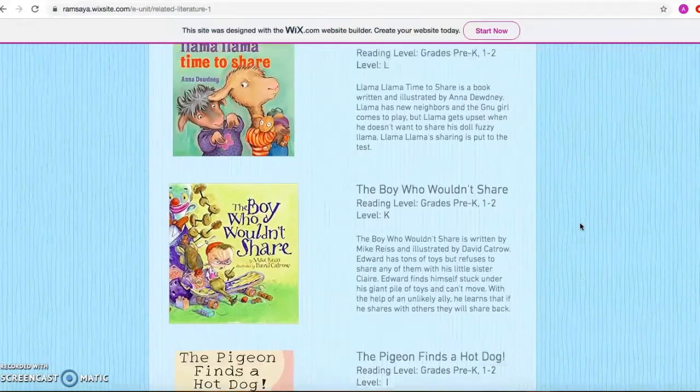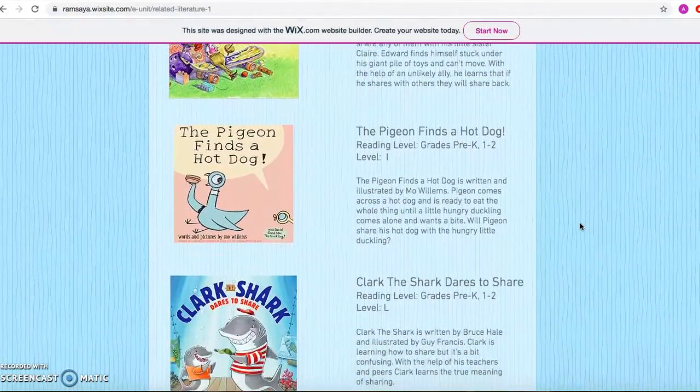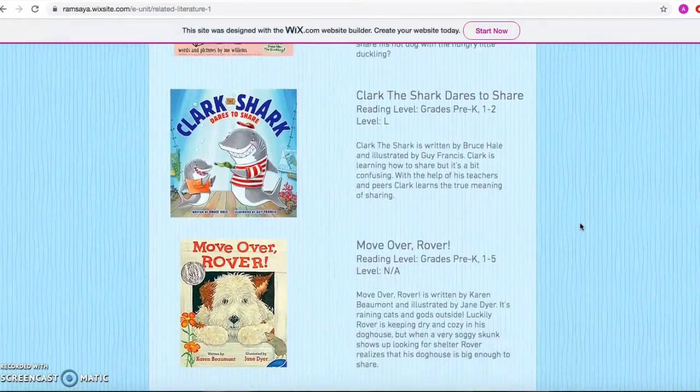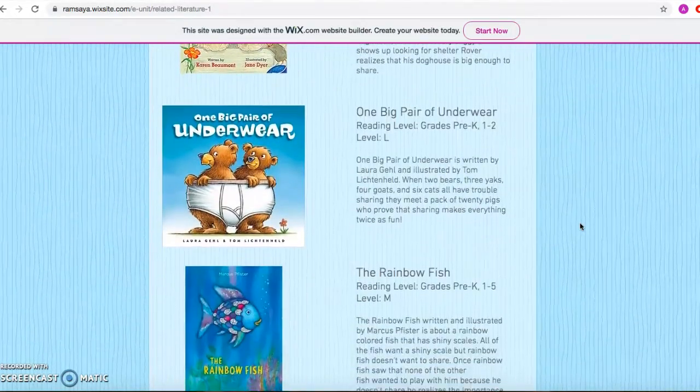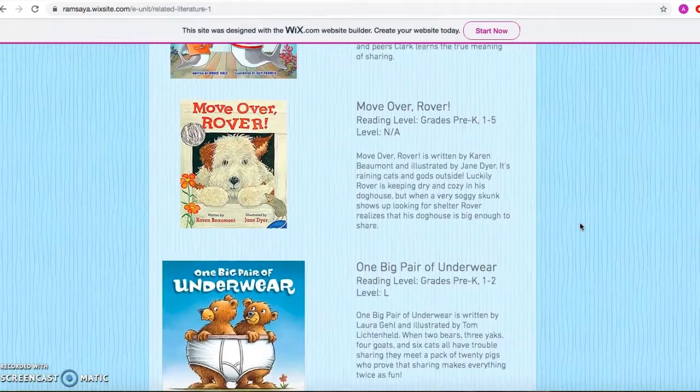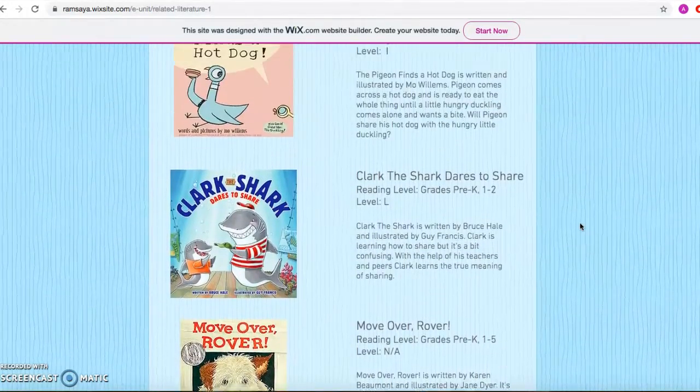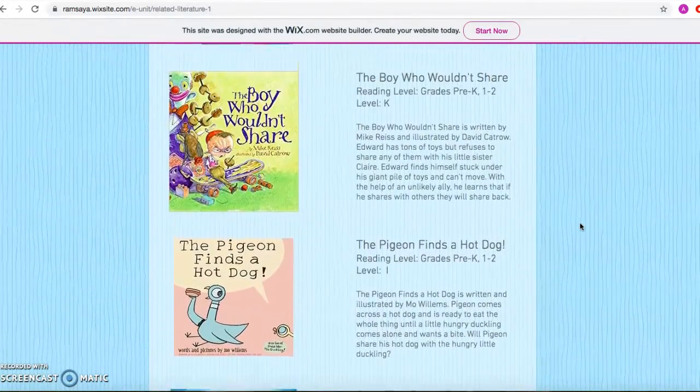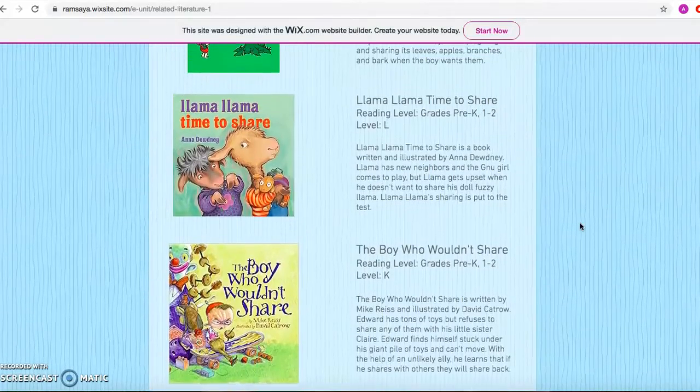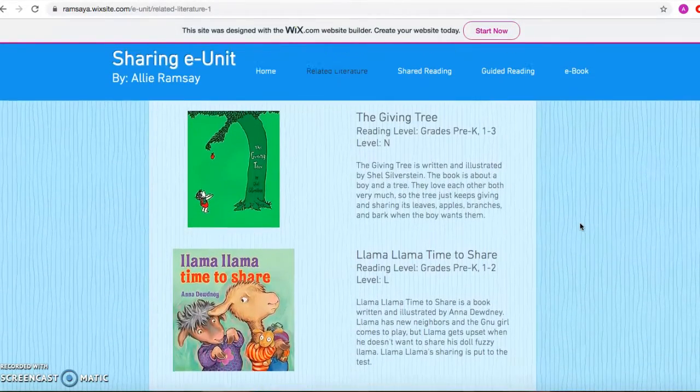This is my related literature page. I created a related literature page that is filled with age-appropriate books related to my e-unit theme, sharing. I have included a wide range of different reading levels because not all students read at the same level. I have also put easy-to-read books in my shared reading for students with specific learning needs.